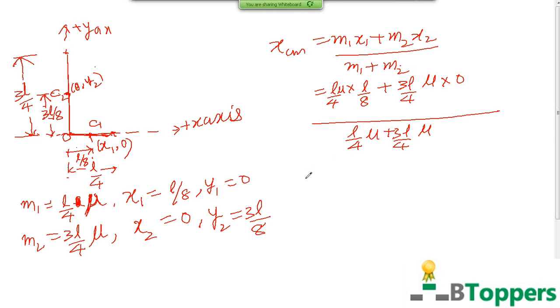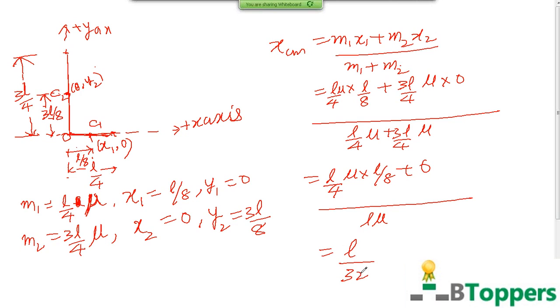So you can take L by 4 common, and the second term in the numerator is 0. In the denominator you get L into nu. L into nu gets cancelled, both in the numerator and denominator. So you get L by 32 as the x coordinate of the center of mass.